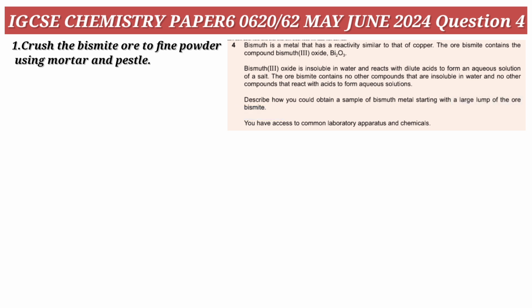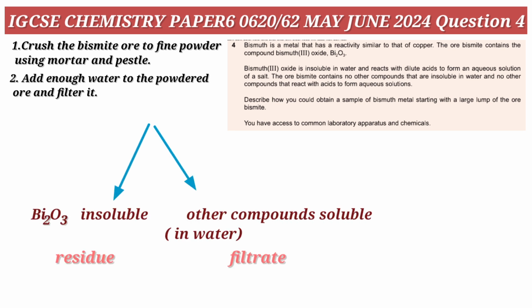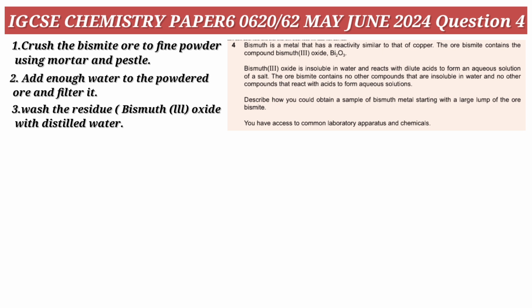Next, we will add enough water to the powdered ore so that other compounds get dissolved. Filtering the solution, bismuth 3 oxide being insoluble forms residue and other compounds being soluble in water, they form the filtrate. Now this residue of bismuth 3 oxide is free of other compounds. It can be treated in different ways to get bismuth metal.